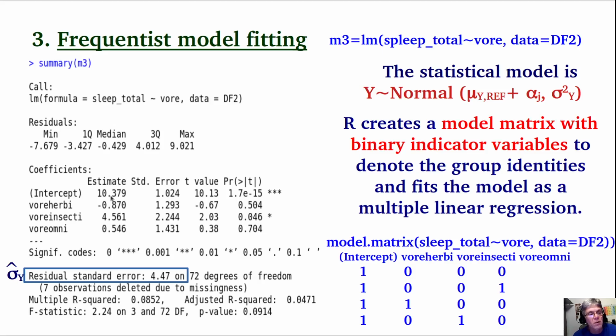Here we have vore herbivore, and this corresponds to the differential of means between the herbivores and the reference group, the carnivores. This shows that the average sleep time of the herbivores is minus 0.87 hours from the reference group.